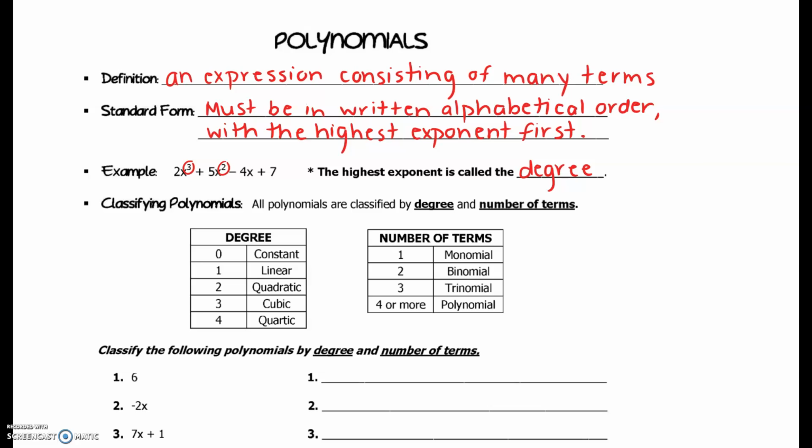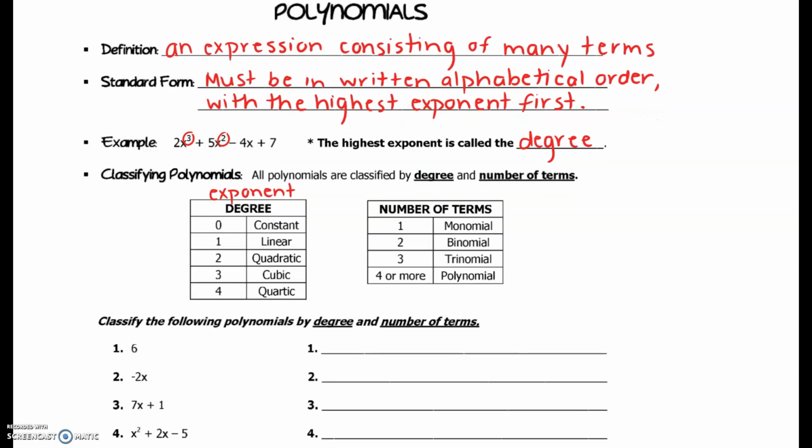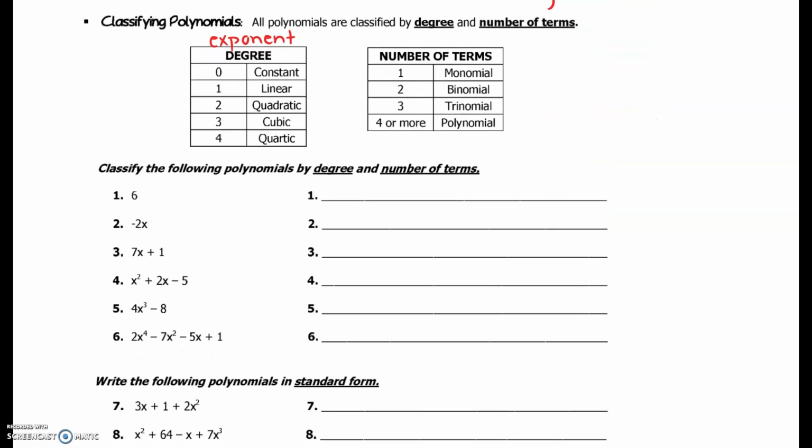Okay. So you have 2 concepts in this lesson today. The first one is classifying polynomials. As we classify them, they're classified by 2 things. Number 1, their degree, which is actually the highest exponent, and the terms, which is how many pieces there are that make up the polynomial. So we're going to have 2 words as we classify these things by degree and number of terms.